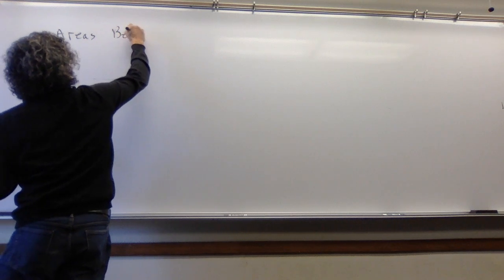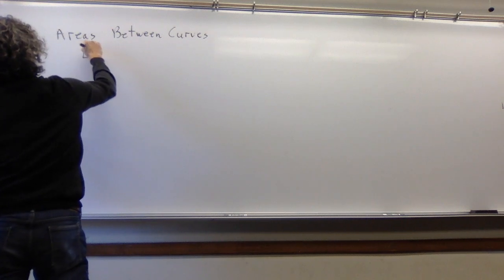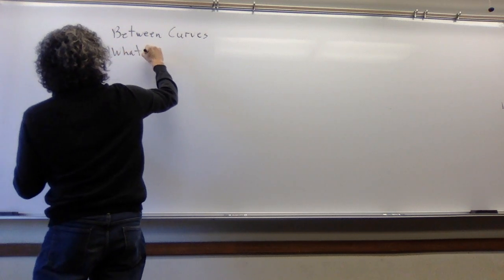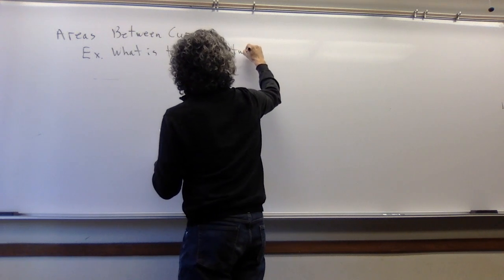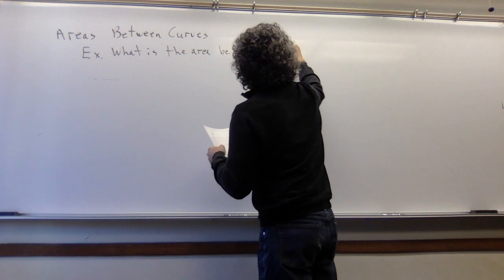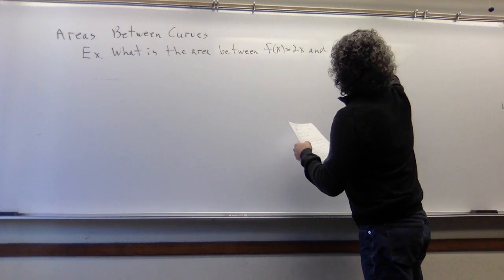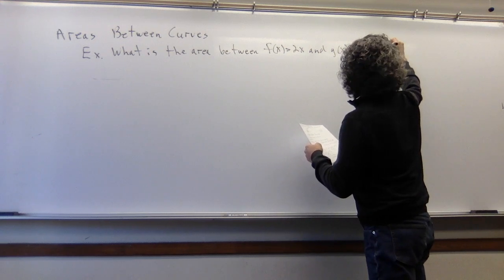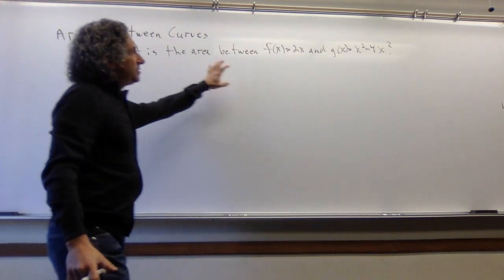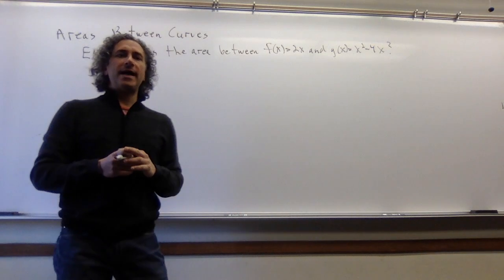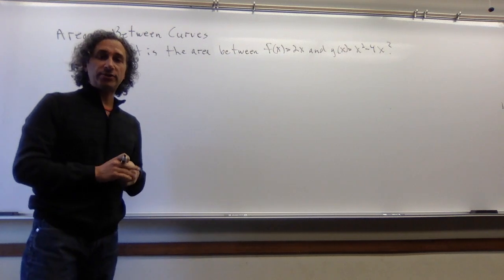Areas between curves. So let's try to find out the area between f of x equals 2x and g of x equals x squared minus 4x. Well, if I want the area between these guys and I have no clue how to do this, maybe a good way to start would be to graph the two functions to see what I'm actually up against.